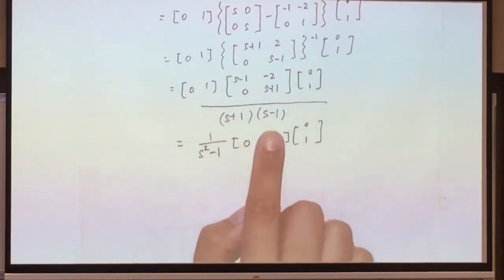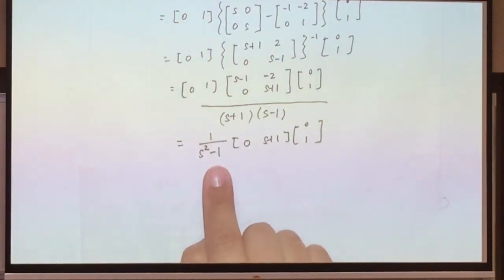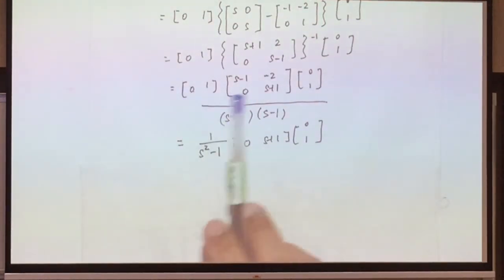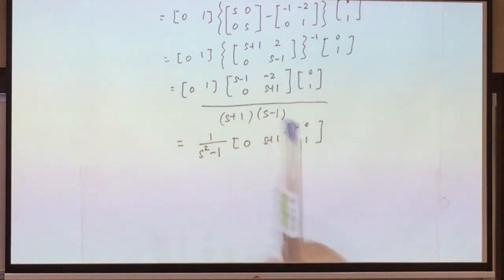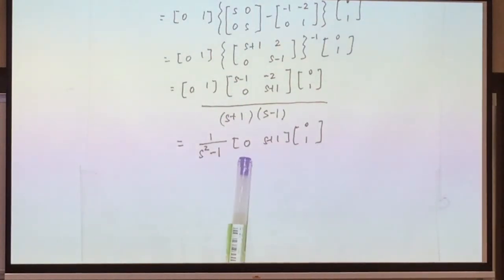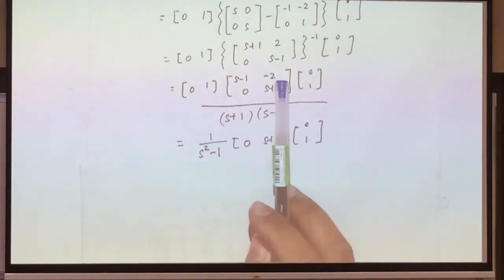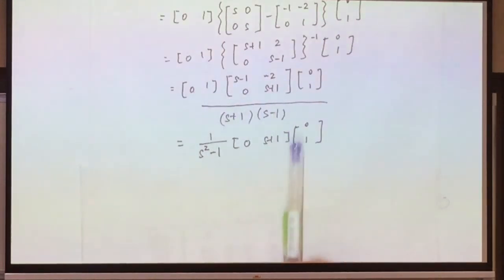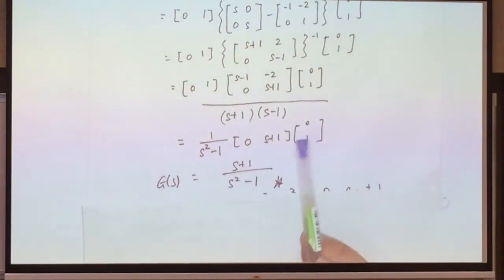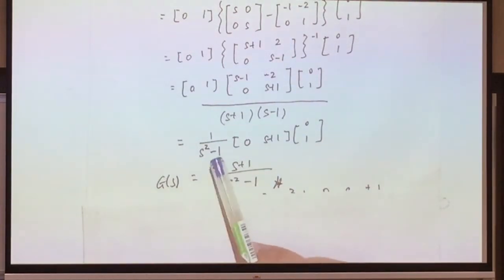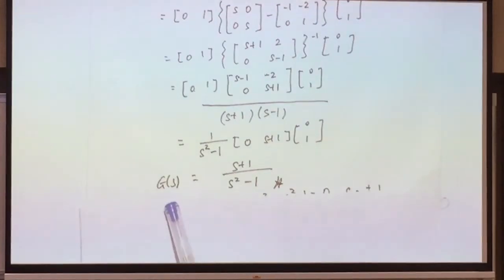(s plus 1)(s minus 1) is just s squared minus 1. Then 0 times (s minus 1) is 0. 1 times 0 is 0. So together it is 0. 0 times minus 2 is 0, plus 1 times (s plus 1) is s plus 1. So we have [0, 1]. Next, 0 times 0 is 0, and (s plus 1) times 1 is s plus 1. So 0 plus (s plus 1) is (s plus 1) over (s squared minus 1). So this is the transfer function G(s).